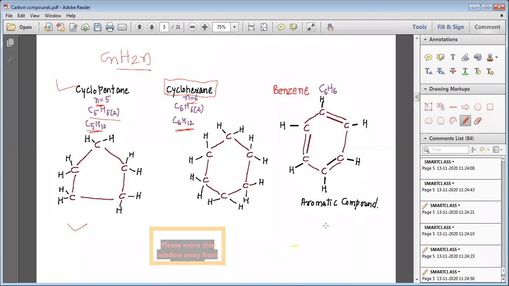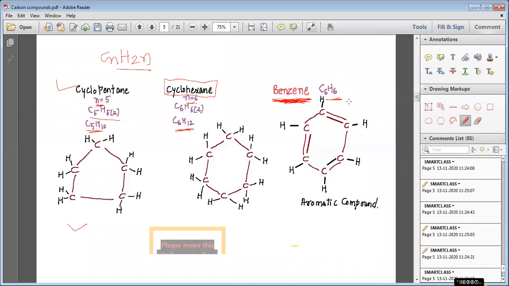Now there is one more compound which is known as benzene. This is a special compound that we study in 10th standard. Benzene has the formula C6H6. Like cyclohexane, benzene also has 6 carbons bonded with each other in a hexagon, but there will be alternate double bonds. You can see this is the first bond, this is the second bond, this is the third bond. So we get 3 alternate double bonds, and that is why the number of hydrogens is decreased by 6.